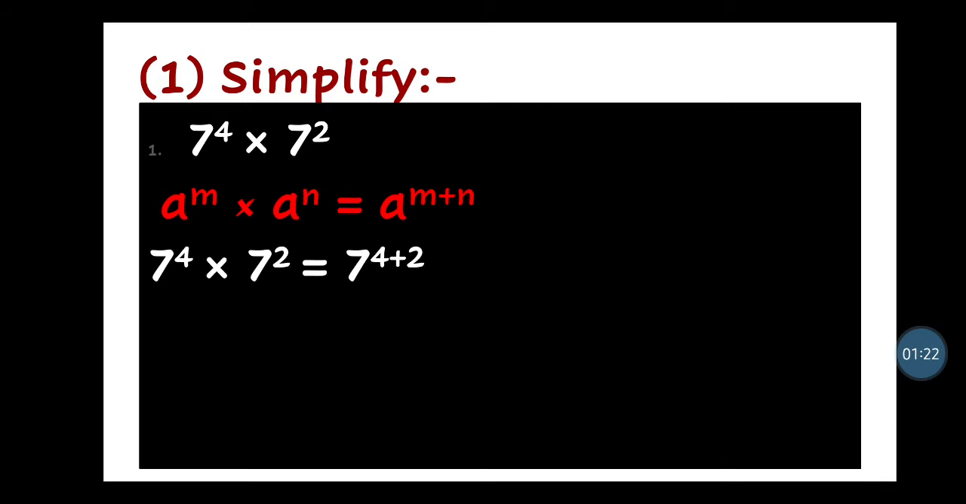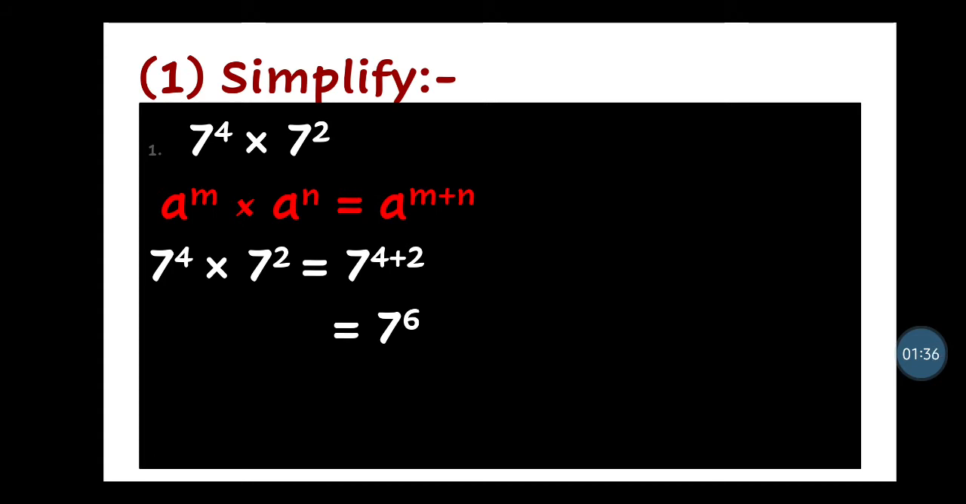As the bases here are same and the operation used is multiplication, obviously we are going to use the first rule of indices, that is a raised to m into a raised to n is equal to a raised to m plus n. Here our a is 7, m is 4, n is 2. Let us substitute the values in the rule. That is 7 raised to 4 into 7 raised to 2 is equal to 7 raised to 4 plus 2. 4 plus 2 we will get 6, that is equal to 7 raised to 6.